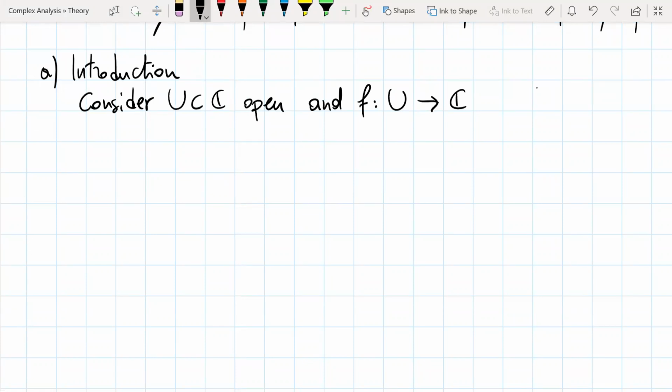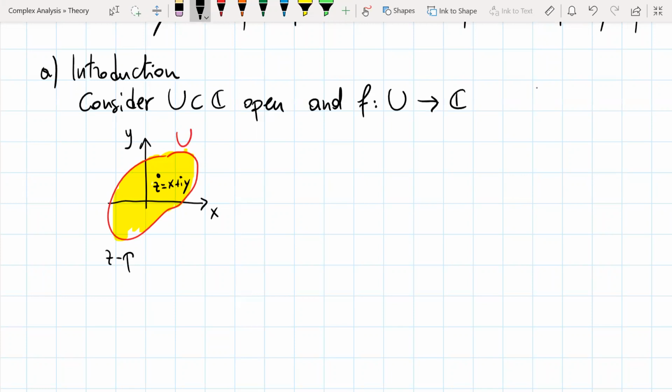So we can think of U as lying in the complex plane with coordinates x, y. So U will be some open set, maybe something like this. Here in the interior, this is my U. And now we refer to a point in U as z, which will have coordinates x plus i y. And we call this plane where U lives the z plane.